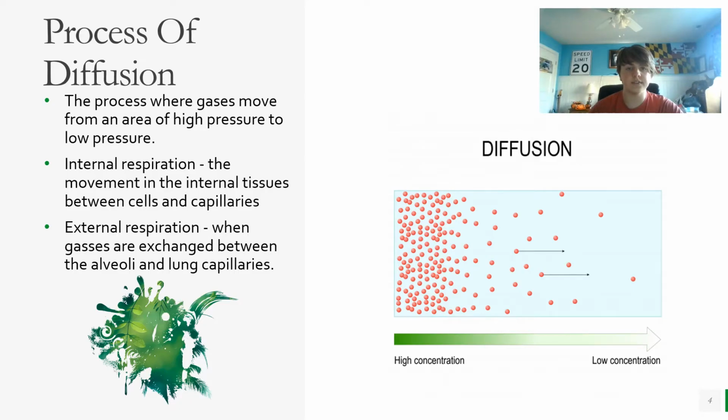The process of diffusion is where gases move from an area of high pressure to low pressure. Internal respiration is a movement in the internal tissues between cells and capillaries, and external respiration is when gases are exchanged between the alveoli and lung capillaries. Diffusion usually continues through the cell membrane until the concentration of a certain substance is the same on the outside and the inside of the cell membrane.